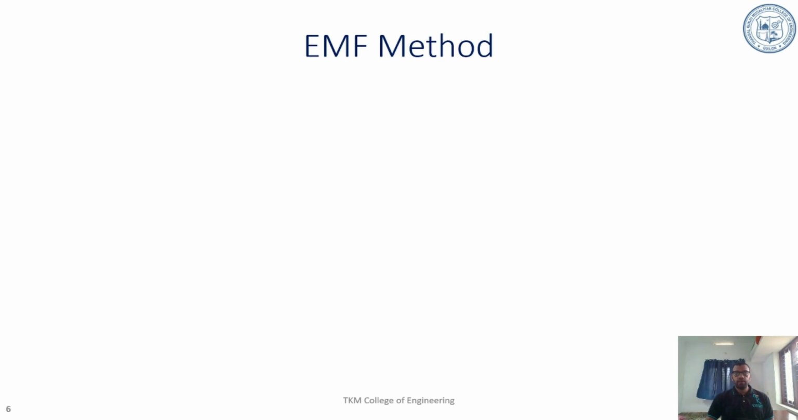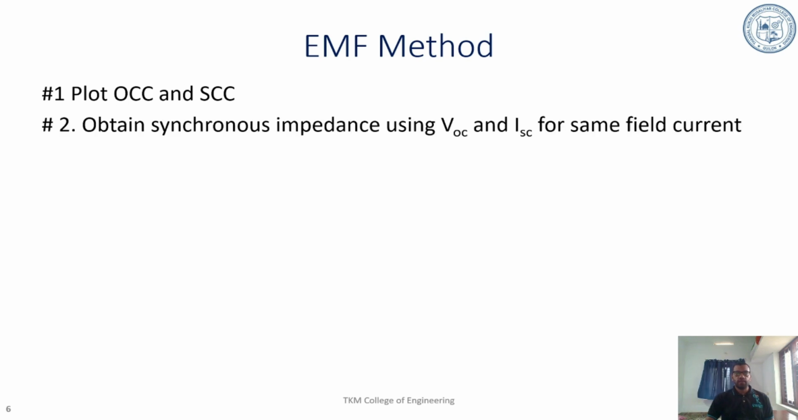After getting all these parameters, first of all, let's plot open circuit and short circuit characteristics. Then we need to obtain synchronous impedance using VOC and ISC corresponding to same field current. In this method, we are mainly focusing on calculation of synchronous impedance. Therefore, this method is termed as synchronous impedance method.